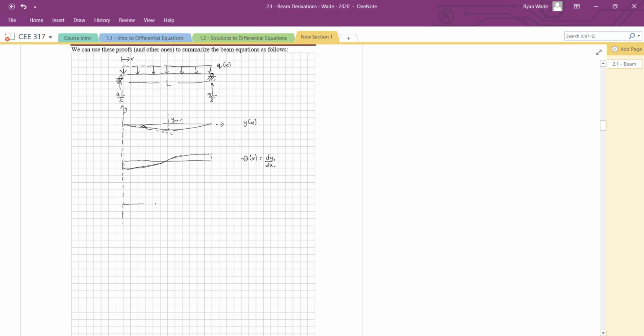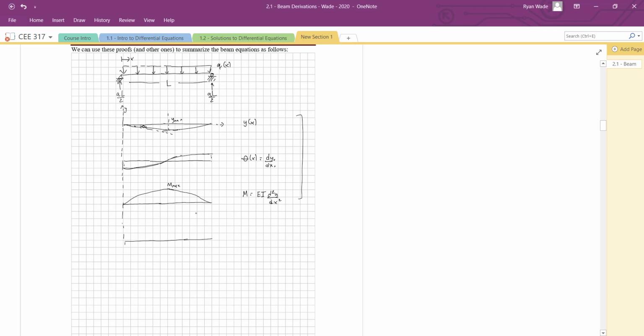Then we can go further and say that our moment diagram is going to look something like this, which we know it will from doing statics. And we'll have an M max, and then M is actually equal to the stiffness times the second derivative of Y with respect to X. So if we go further again, these are something I haven't proven yet, but they exist and they're true.